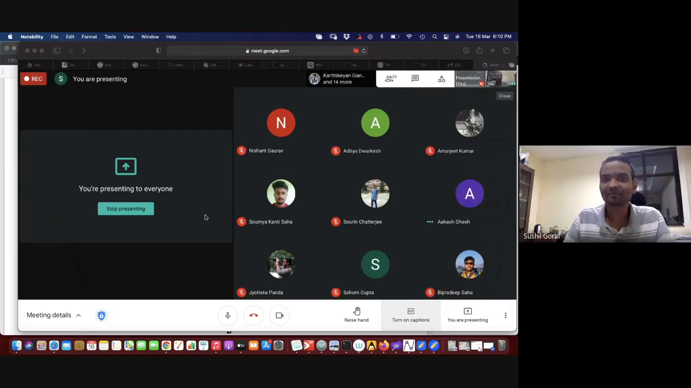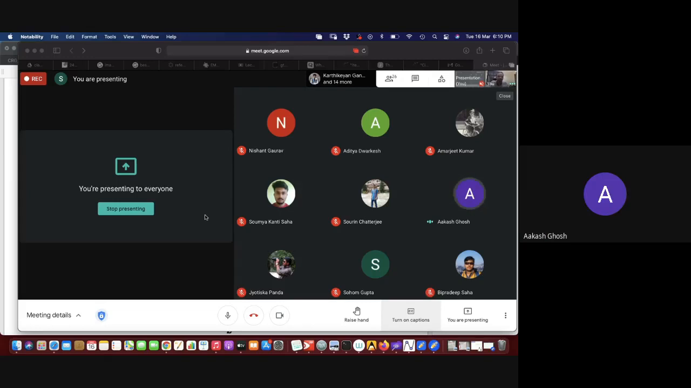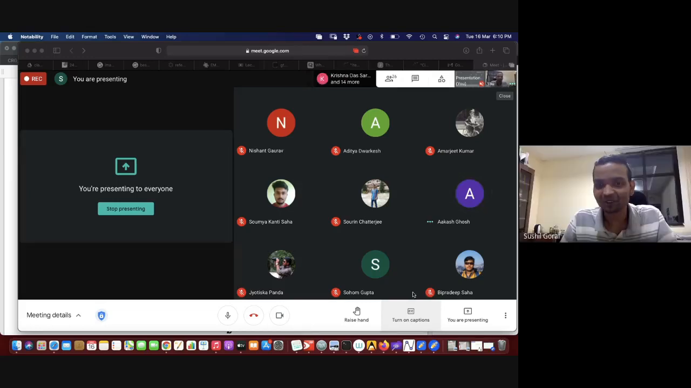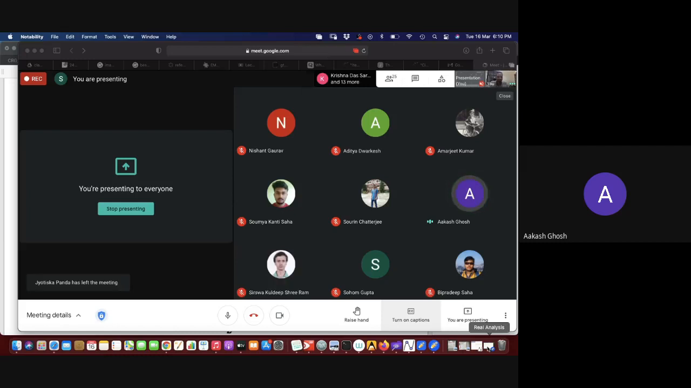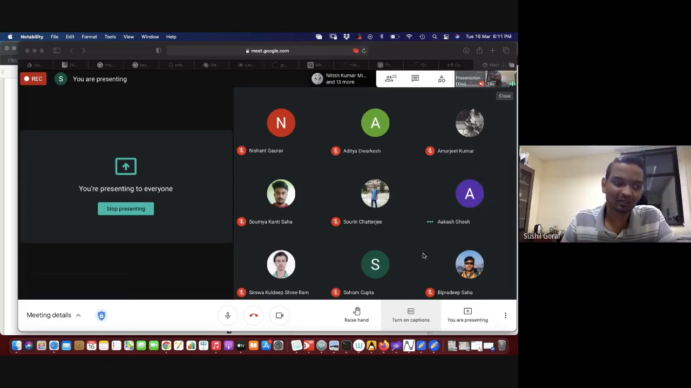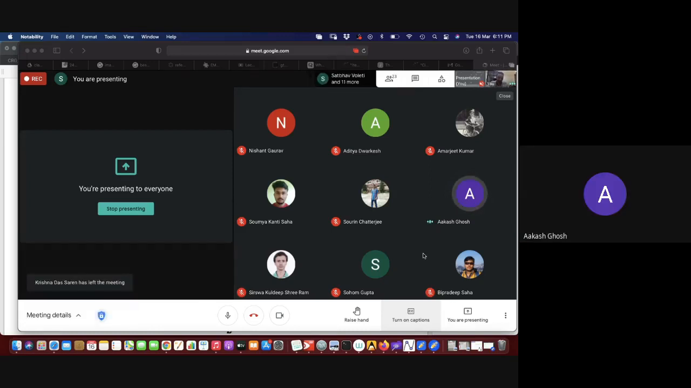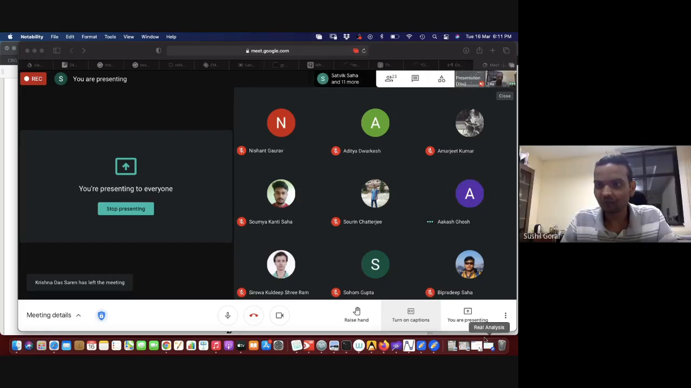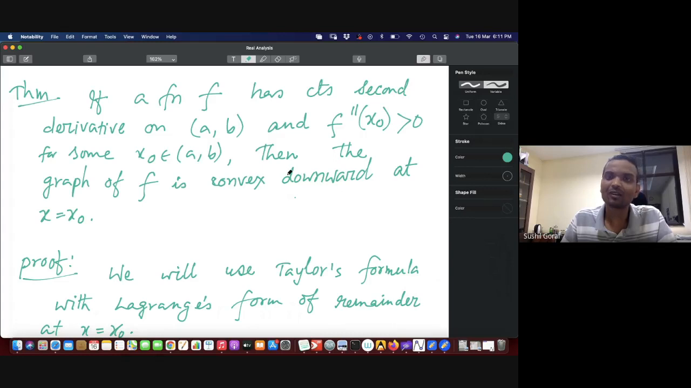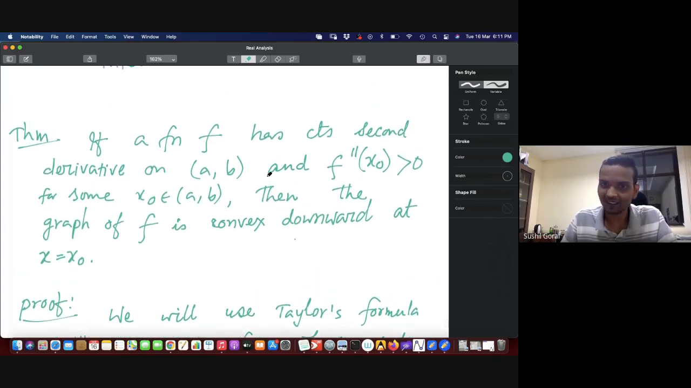Sir, is this an if and only if condition? Which one? That being convex downward implies f double prime is greater than 0? That is not true, because you need the differentiability also, right? If we assume differentiability, then convex downward would actually be if and only if.